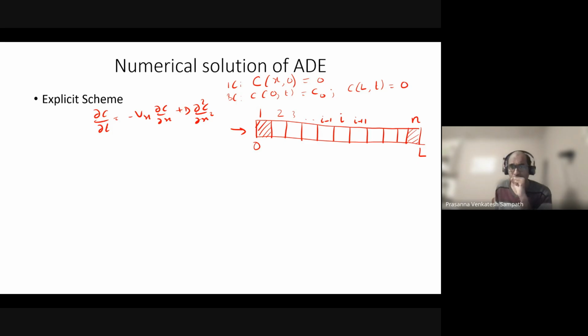Now, if I want to write the advection dispersion equation for the ith box, let's just pick this box. This is my box of interest. I'm going to color it with blue. This is my box for which I'm going to write the equation for dC/dt. How will I write dC/dt for the ith box? Can anybody tell me?